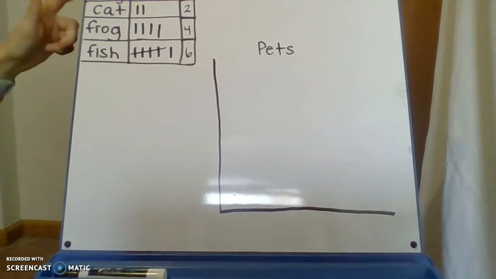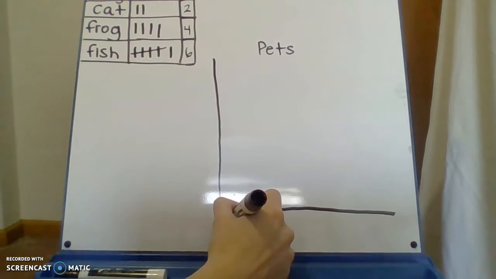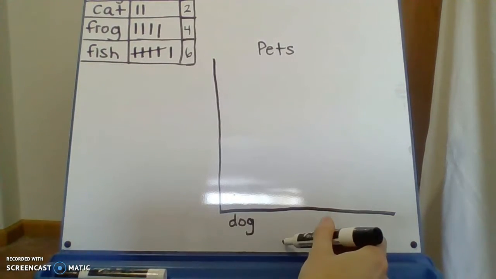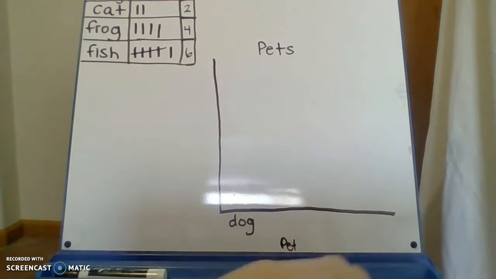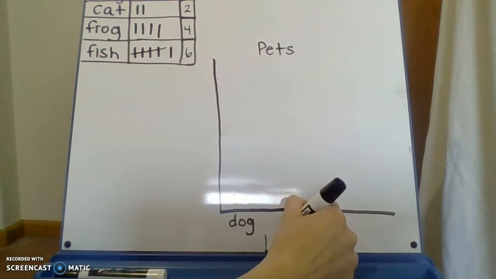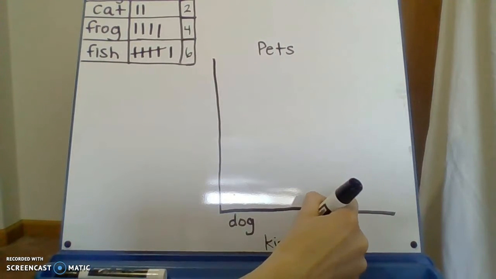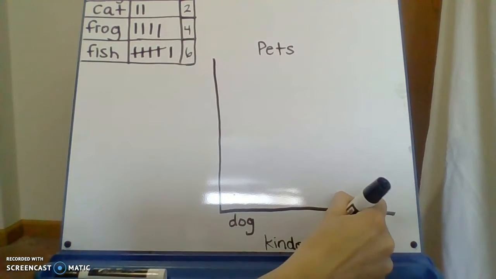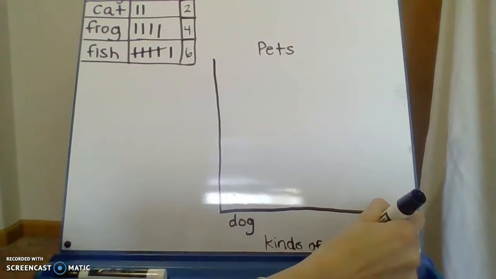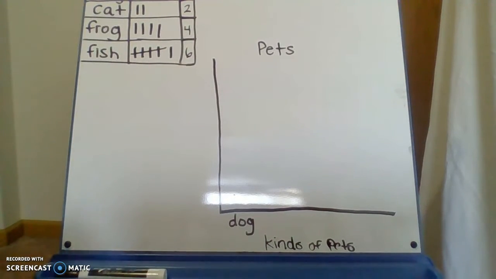So I'm going to just start from the beginning so I don't get confused, and I'm going to write dog. And on the bottom here, I would label it kinds of pets. Hold on. Kinds of pets. Okay, you can see that.